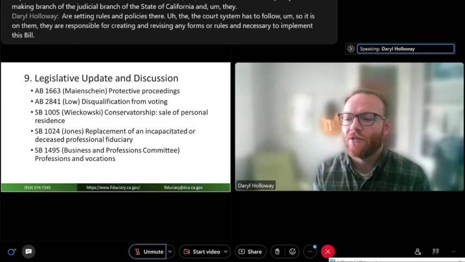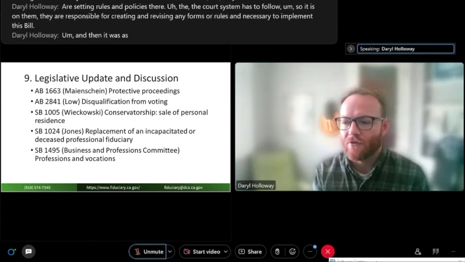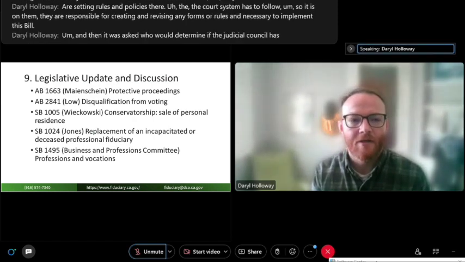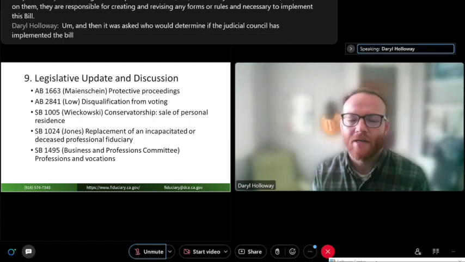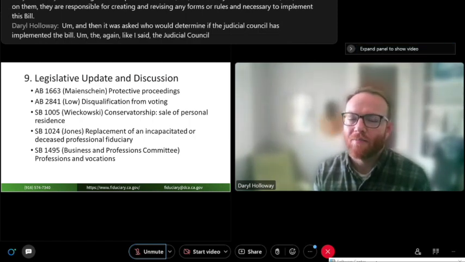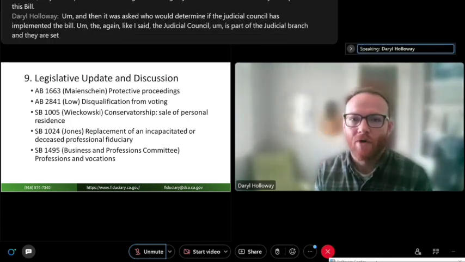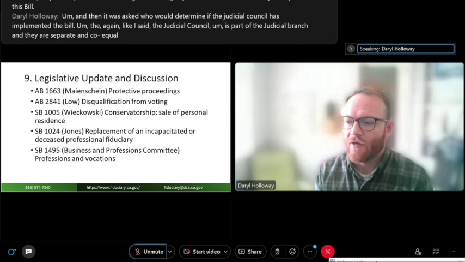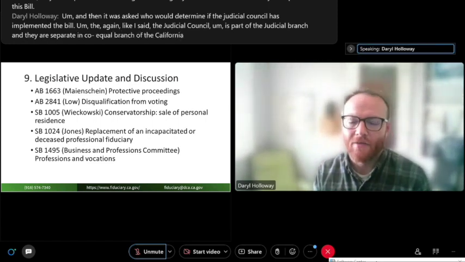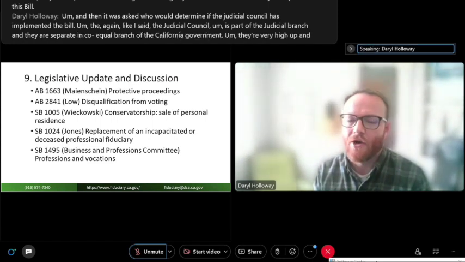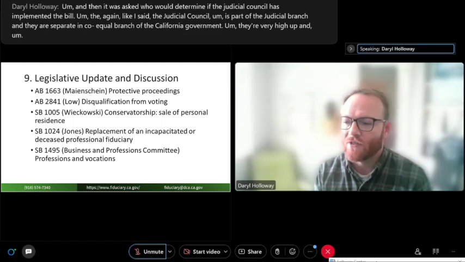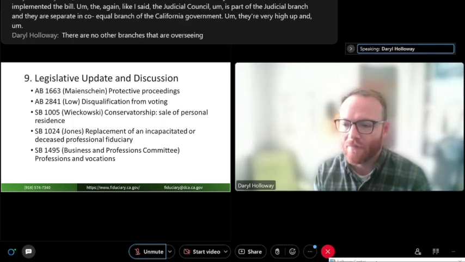And then it was asked who would determine if the Judicial Council has implemented the bill. Again, like I said, the Judicial Council is part of the judicial branch, and they are a separate and co-equal branch of the California government. They're very high up, and there are no other branches that are overseeing them or regulating them.